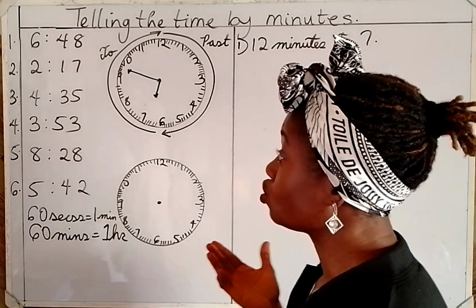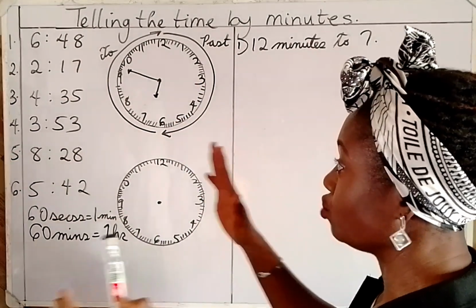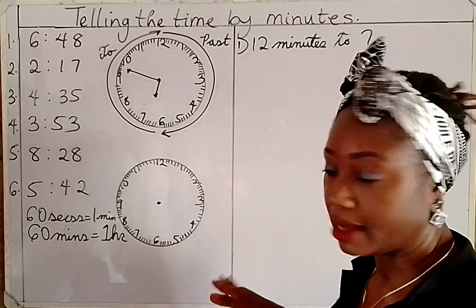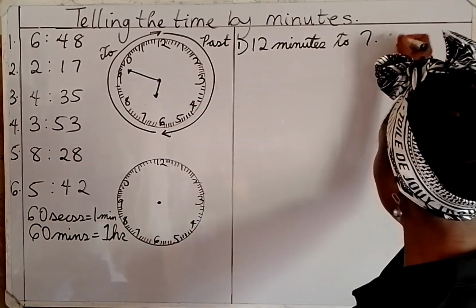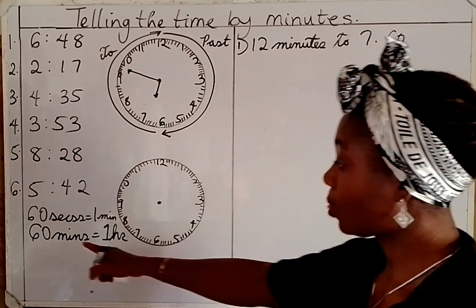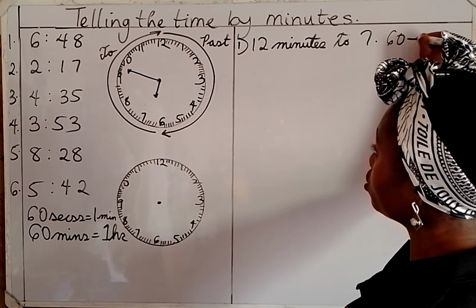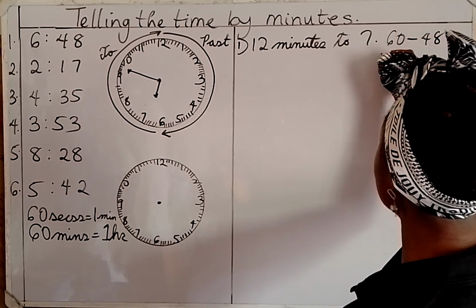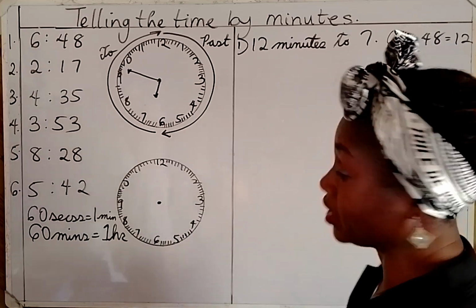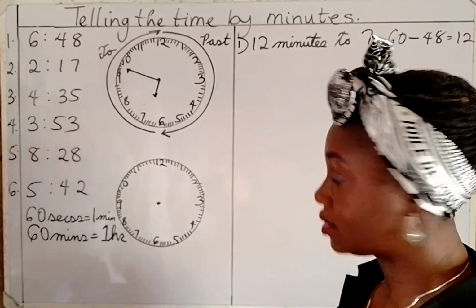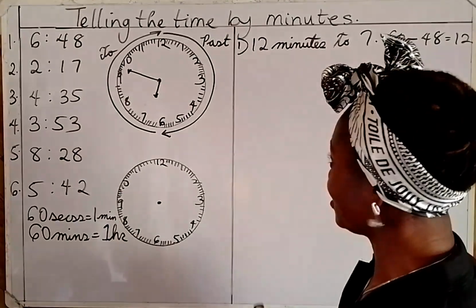And for us to also use another method to get the answer instead of using the clock, I'm teaching you both the analog and the digital style. So to get the number of minutes it is to 7, we can say 60 minutes minus 48 minutes, which gives us 12. Because when you add 48 to 12, you get 60 minutes. So that's the answer. It's as simple as that.